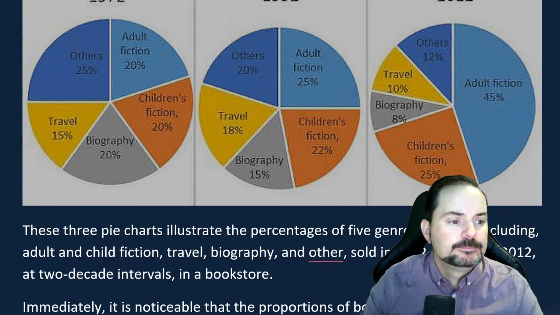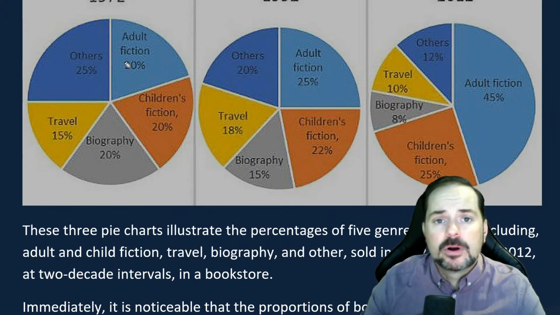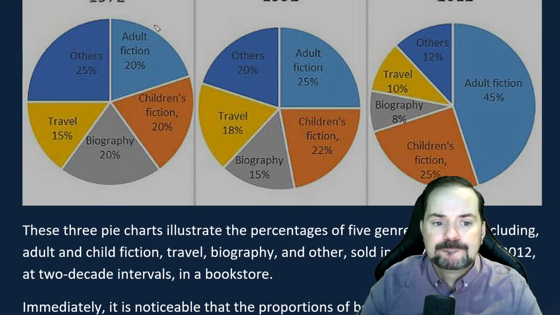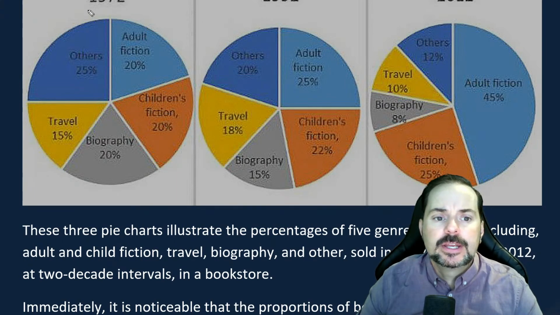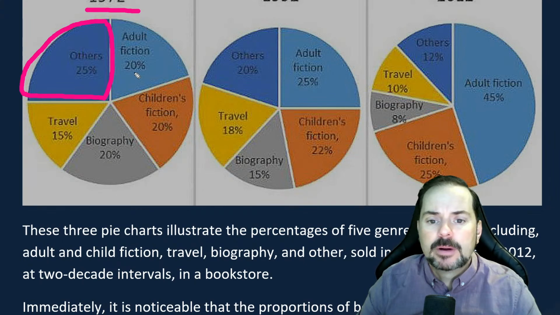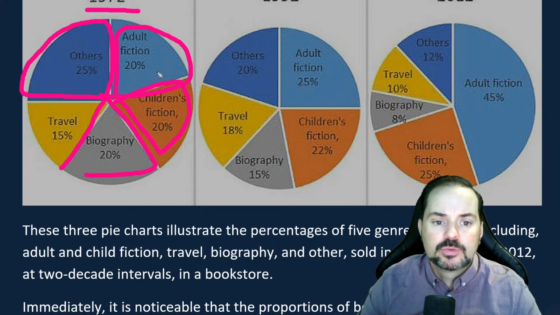So let's do that. Let's identify our points for comparison. Now, this is the main body paragraph, where you get into details. Here in 1972, we can see that others made up 25% of the pie. Adult, children's, and biography each made up 20% of the pie. And then travel made up 15%.